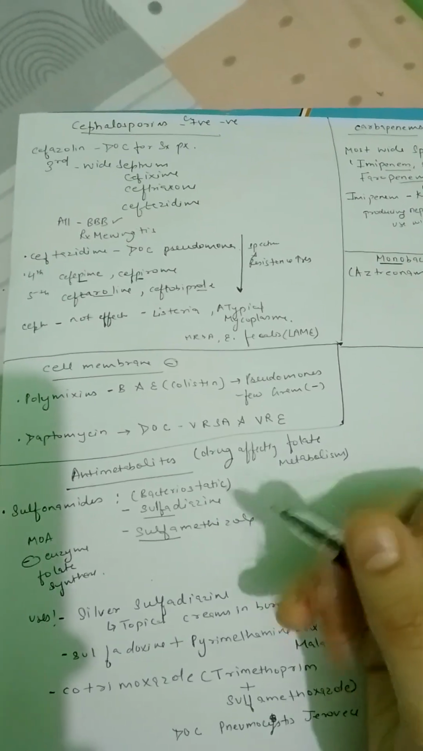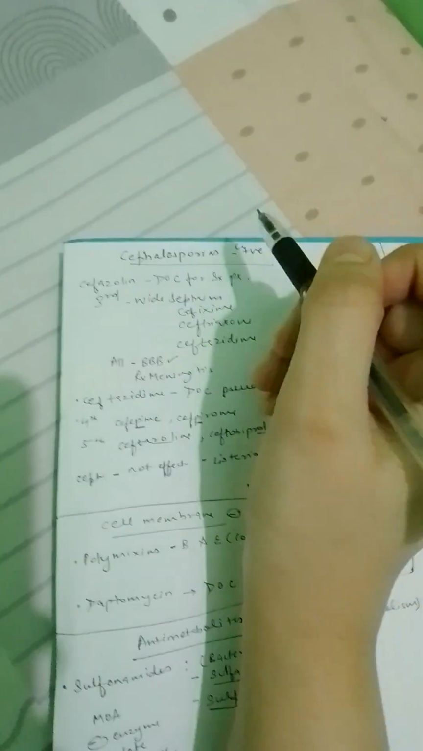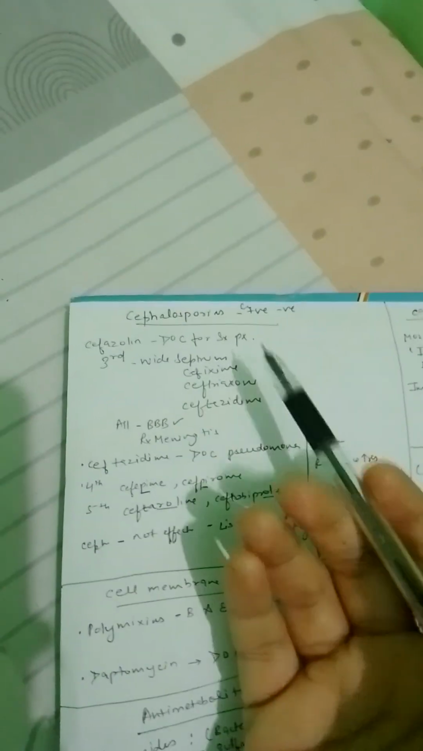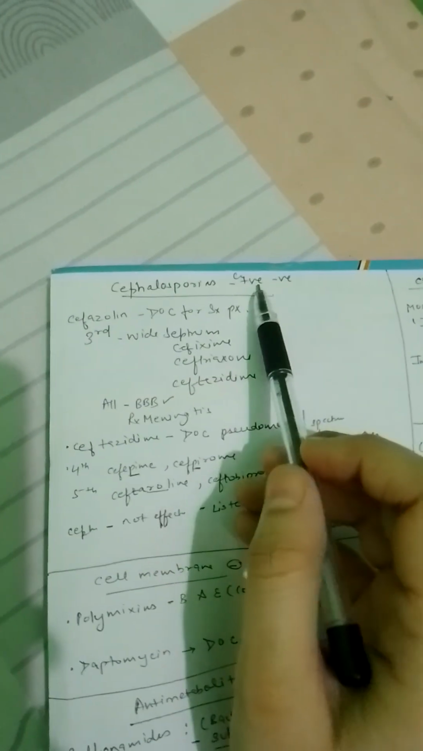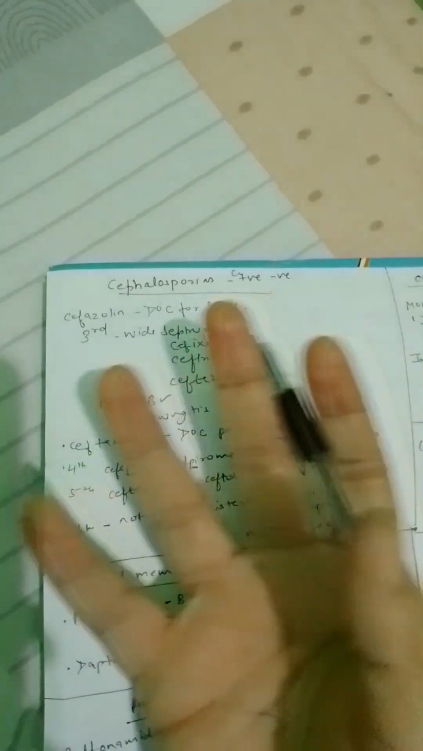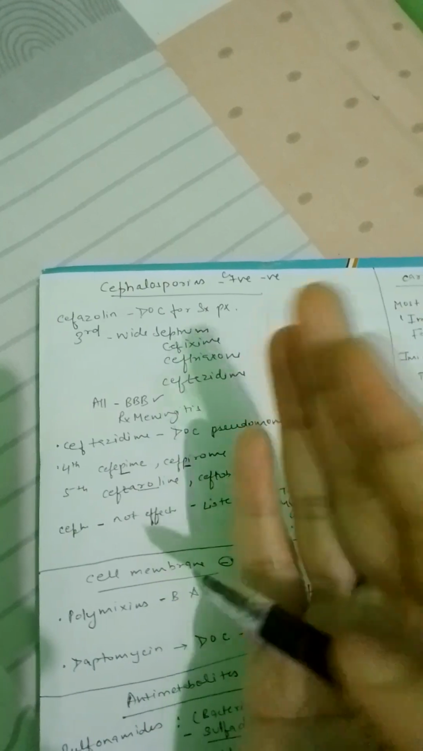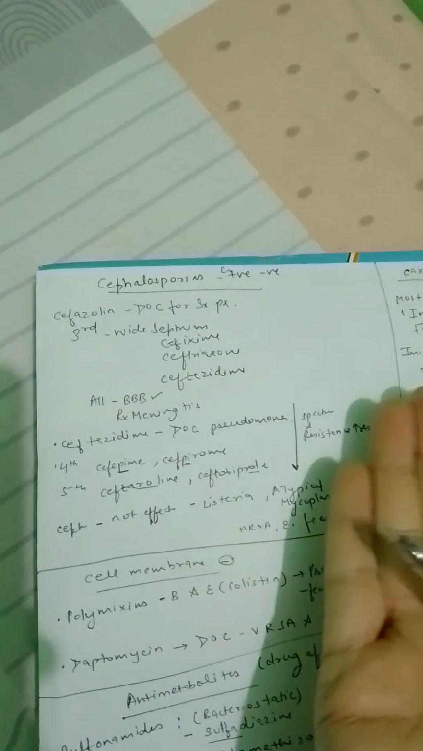Hello everyone. So today we are going to talk about the cephalosporins. These are beta lactams. We know that cephalosporins are used for gram-positive and gram-negative bacteria. For example, we are not going to discuss all the cephalosporins because it is too vast and not often asked in MCI. So that's why.